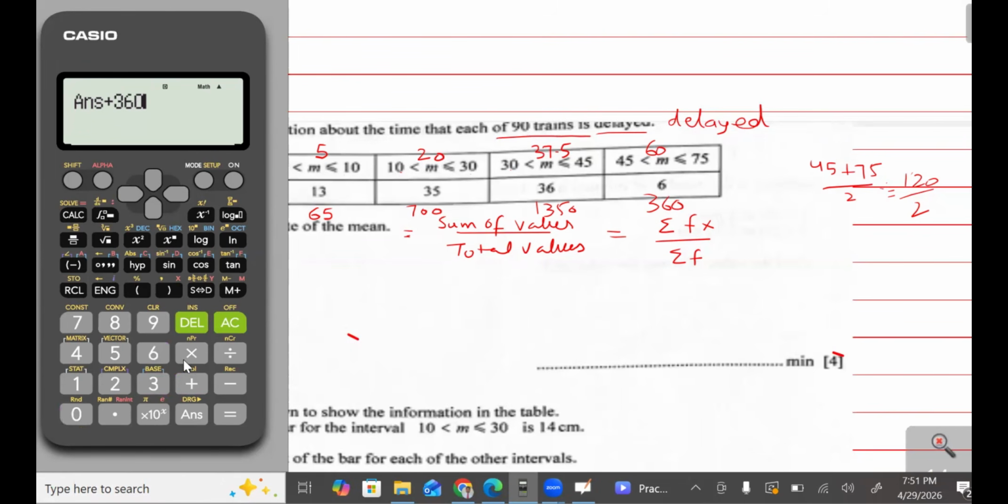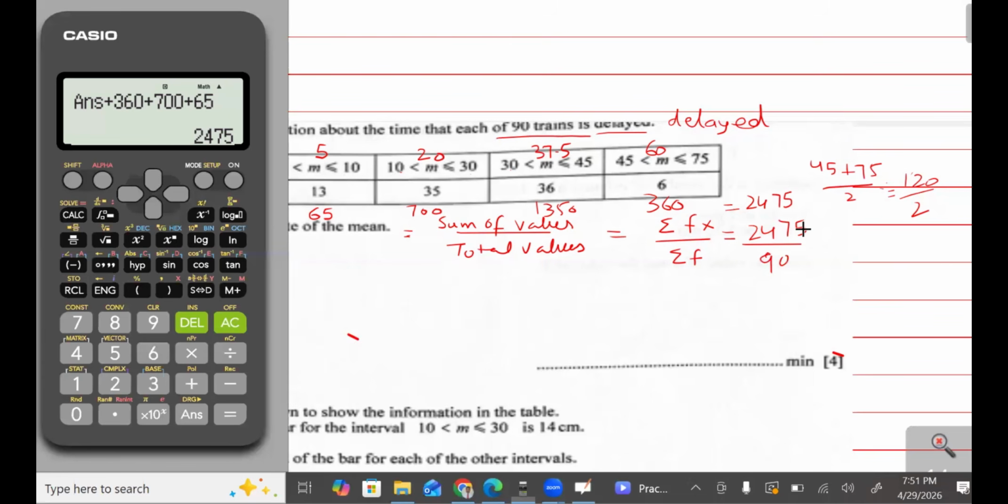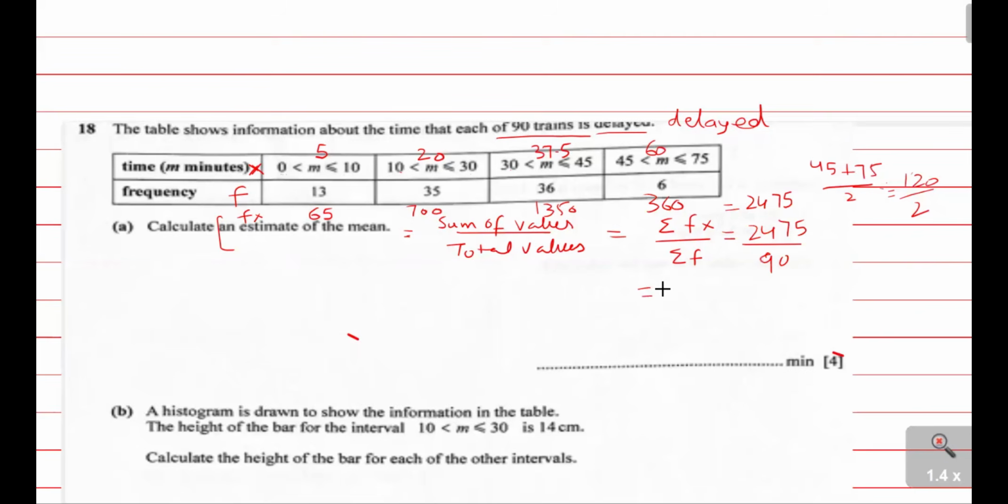1350 plus 360 plus 700 plus 65. This is 2475. Therefore, sum of fx will be 2475 divided by total frequency. This is 90, and we will divide this value by 90. We get 27.5. 27.5 minutes is the mean, and this is the answer.